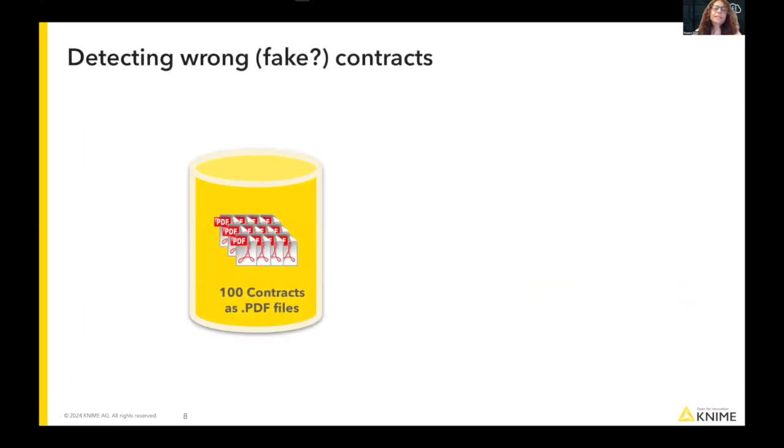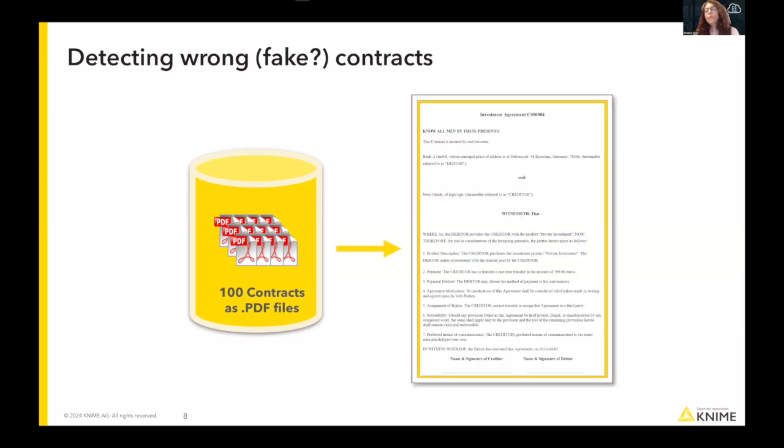Anyway, let's see the problem that I want to use for this tutorial. We have a data set with 100 contracts. Those are PDF file contracts, and they are all set up in some kind of standard template. They say more or less the same things in legalese, and the only thing that changes is the serial number of the contract, the amount of money, the date, and the demographic of the two people signing the contract.